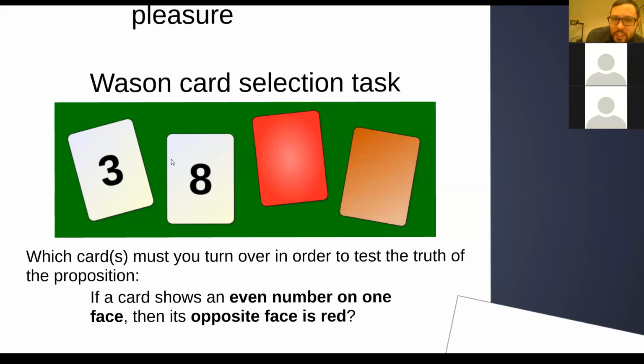So the 2 cards we need to check for this rule, we need to check the 8 to make sure that it's red, and we need to check the brown to make sure it's even. We don't need to check the 3, doesn't matter what's on the other side of the 3. If it's red, that doesn't prove the rule false, but if it's any other color, that doesn't matter. And we don't need to check the other side of the red card, because even will prove the rule true, but if it's odd, it doesn't matter what's on the other side of the card. So the only 2 cards we need to check are the 8 and the brown.